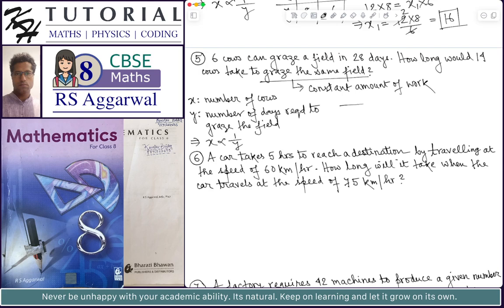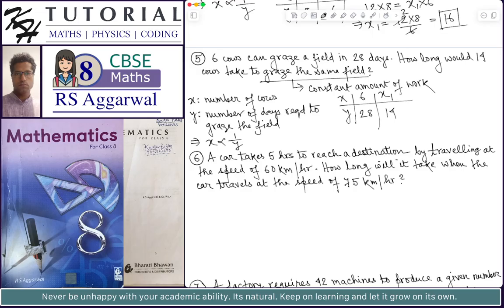So now let's quickly create a table of x and y. It says that 6 cows can graze a field in 28 days. So we have 6 for the value of x, and the corresponding value of y is 28. Now it is asking how long would 14 cows take to graze the same field. I am not writing it, I do not have space. So let's say we are assuming x1 cows will be required to graze the same field in 14 days. So we have 14 for y and x1 for x.